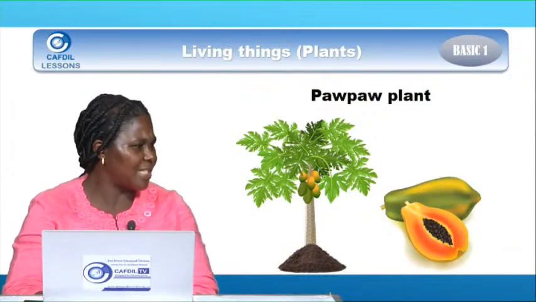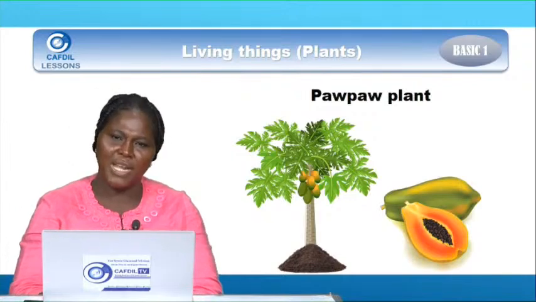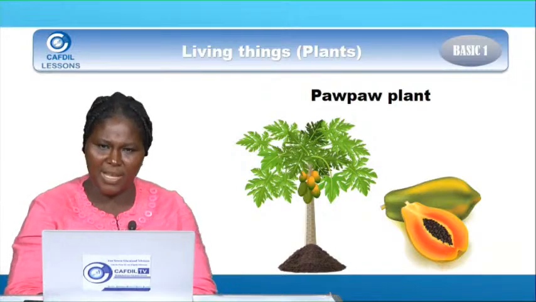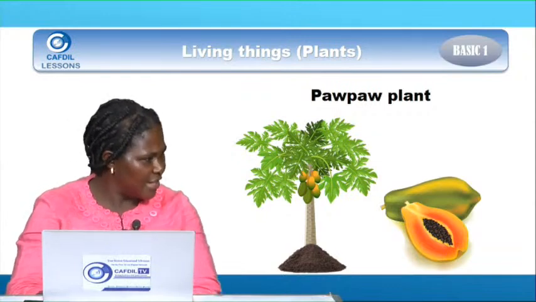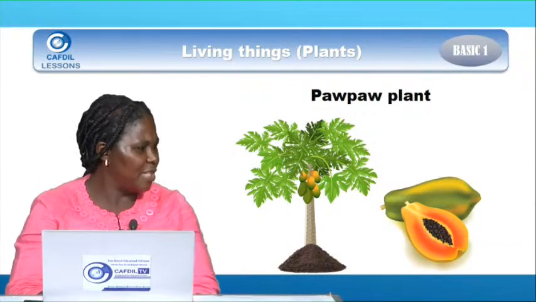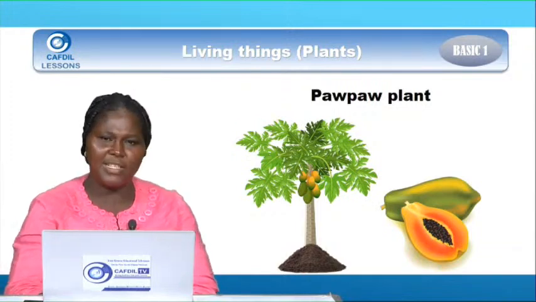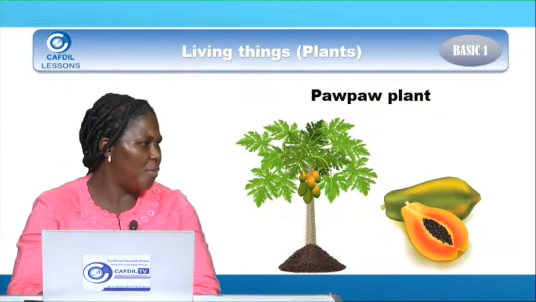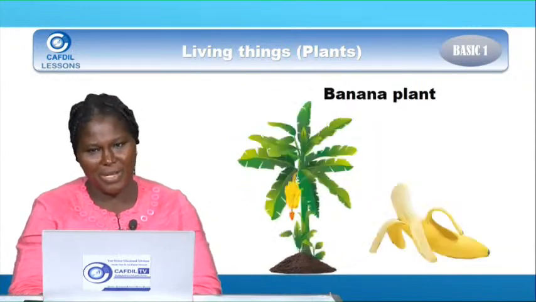There's some small seeds in it, and the seed you can use to plant so that you get another pawpaw plant. So this is pawpaw plant, and the leaves are green, and we have yellow pawpaw, green pawpaw fruits, and the stem is brown, light brown, and it can be seen in the soil that the pawpaw plant feeds on. So this is pawpaw plants.